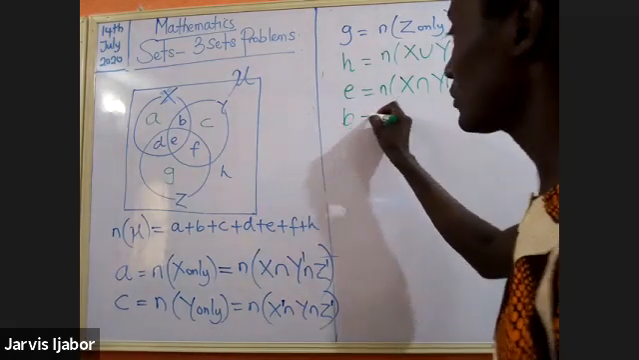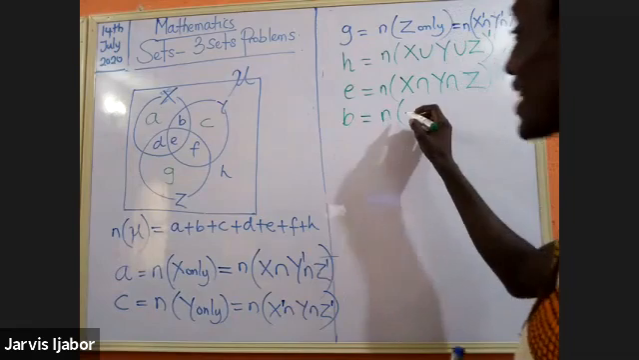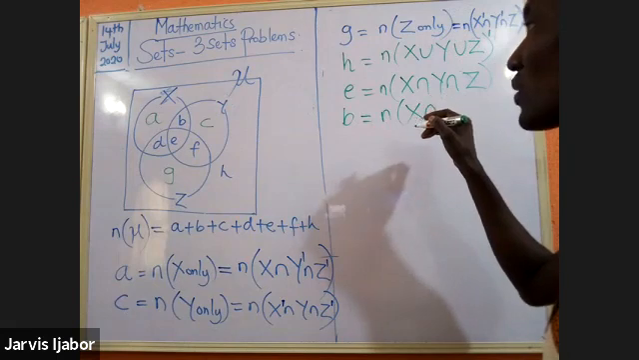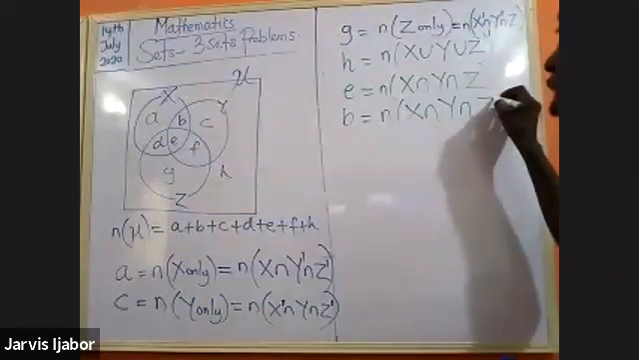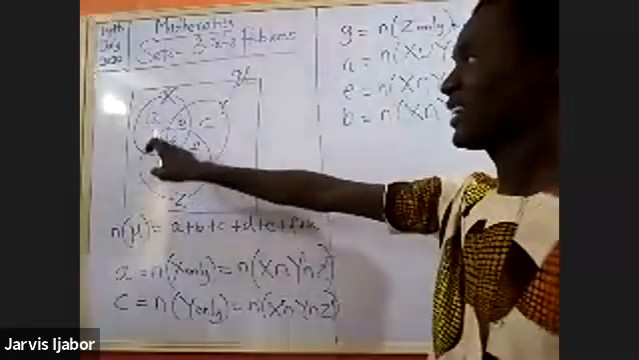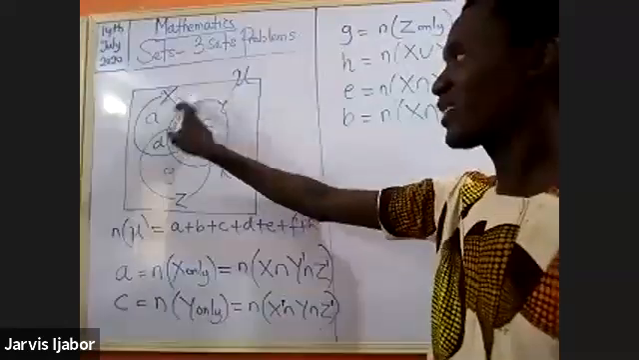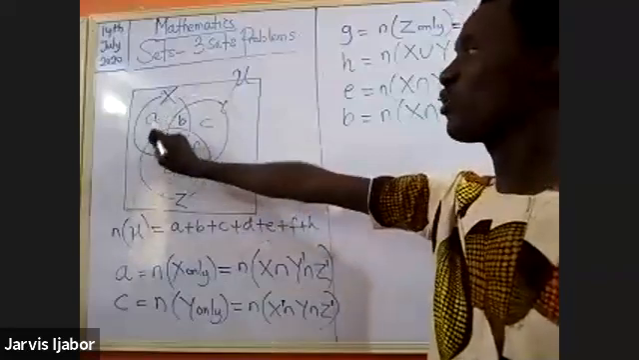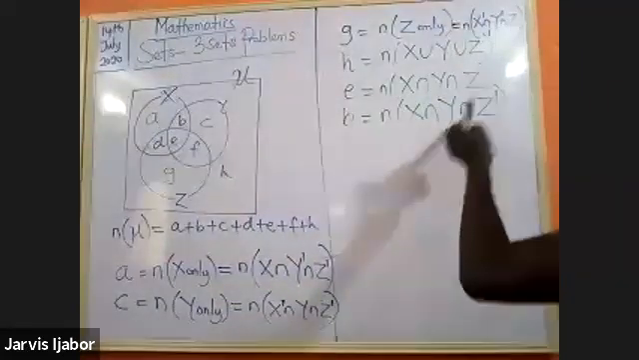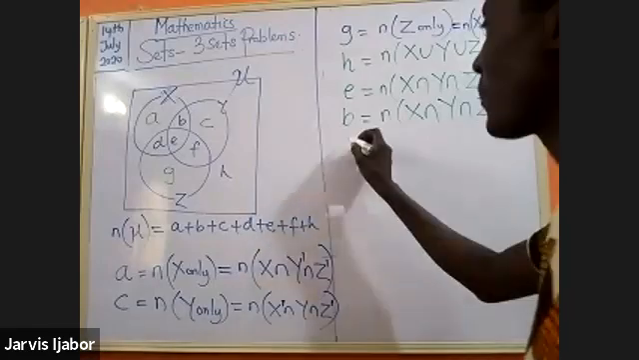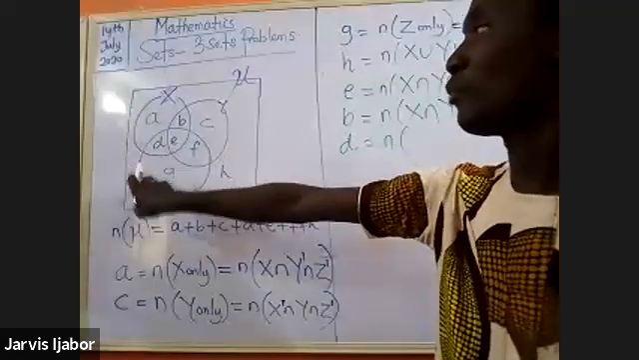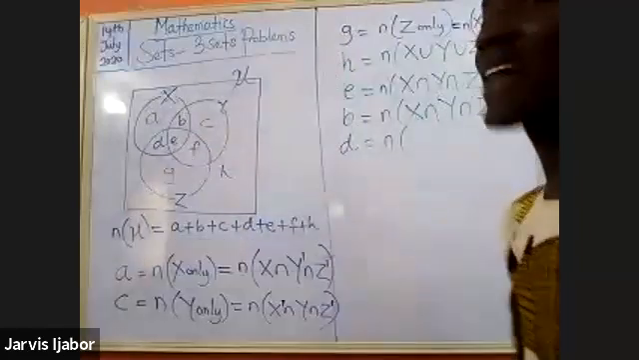Now what is B? B refers to the elements that are present in X and Y, but not in Z. Look at that. It's present in X, present in Y, but if you use your imagination, if you remove Z from it, that's where you have that one. So B refers to elements that are in X and Y, but not in Z. So what about D? D refers to, look at D now, it means X and Z, but not in Y. X and Z, not in Y.